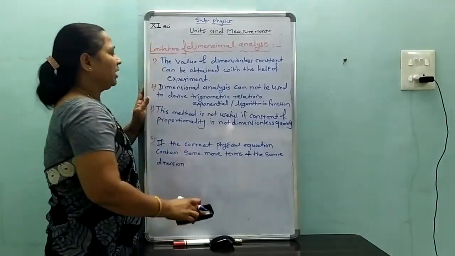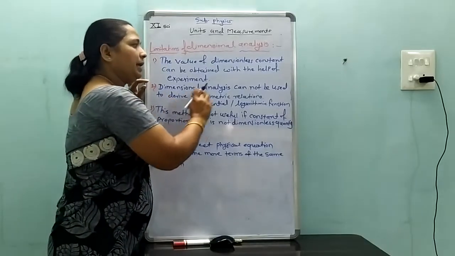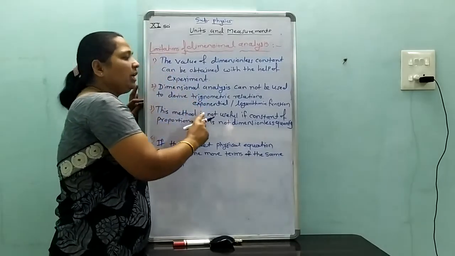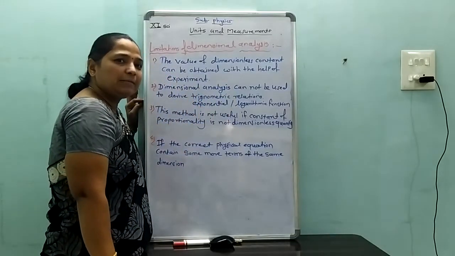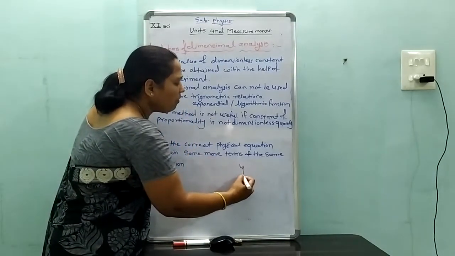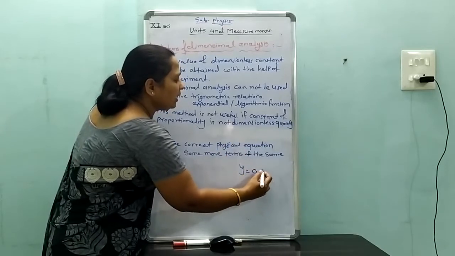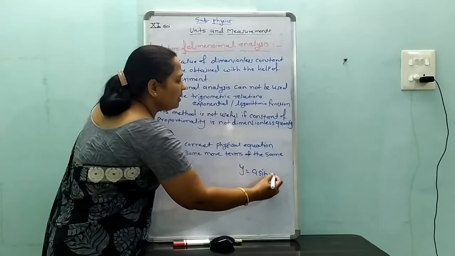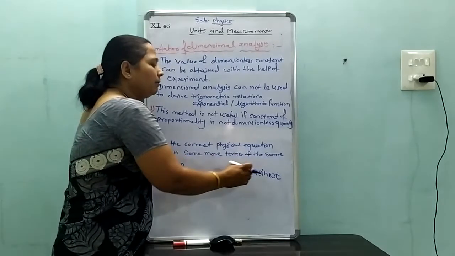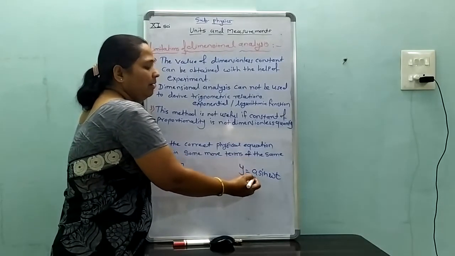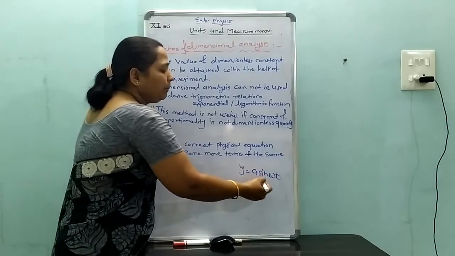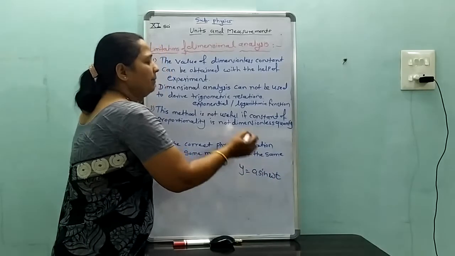Second limitation: dimensional analysis cannot be used to derive trigonometric, exponential and logarithmic functions. For example, you are given a function y is equal to a sine omega t. Here y is a distance and a is a distance, but sine omega t is a trigonometric factor, so we cannot find its dimensions.